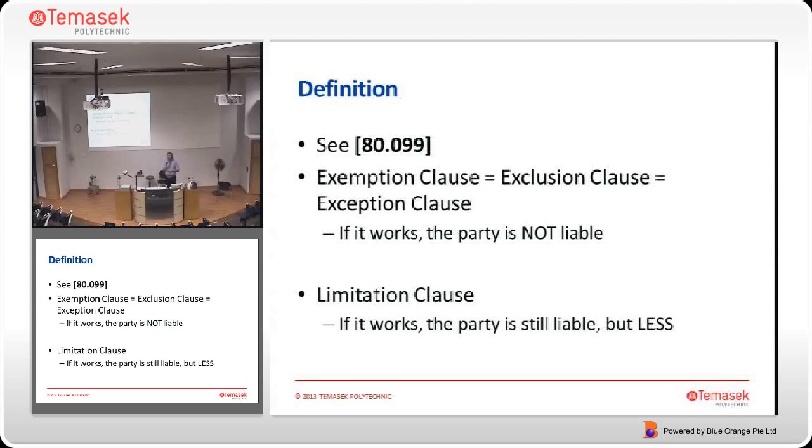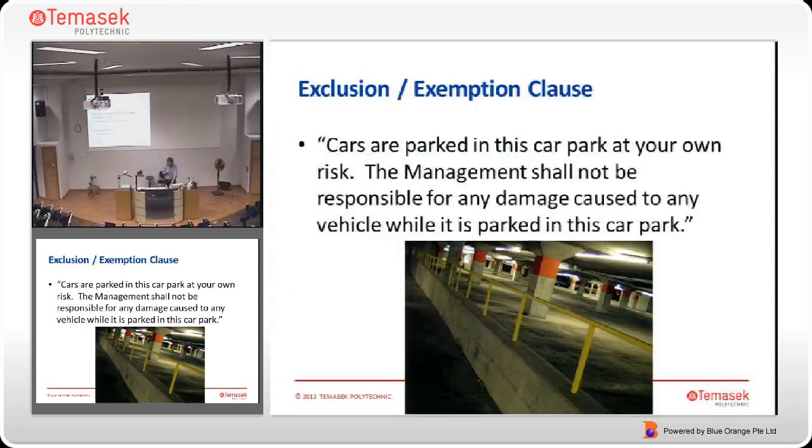So it's very important to see how we determine whether that clause works. Or it could be a limitation, for example, limited to $10,000. If I breach the contract and cause you damage, it's only up to $10,000, not more than that. I limit my liability. As you can see, they have a quite critical impact on the contracting parties, so it's important to understand how it works and in what circumstances it works.